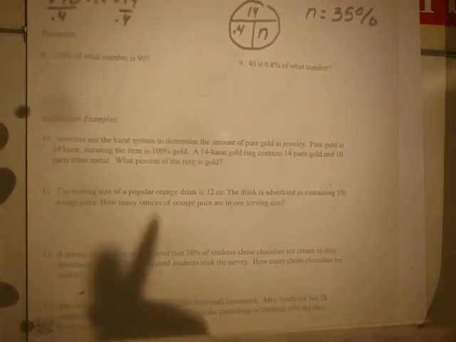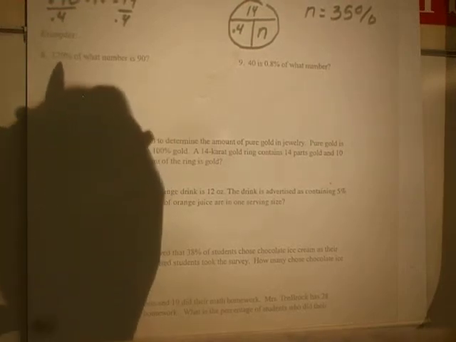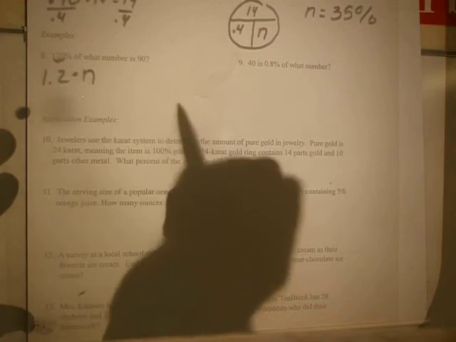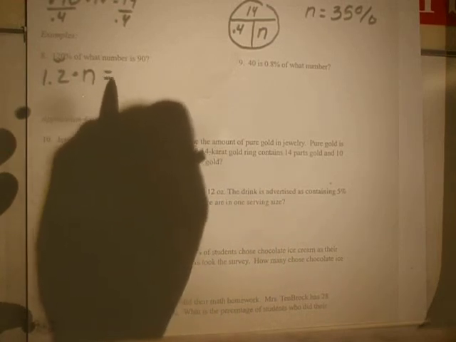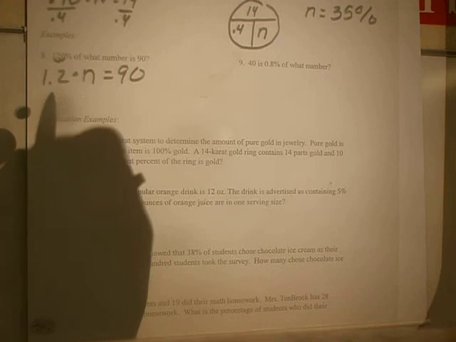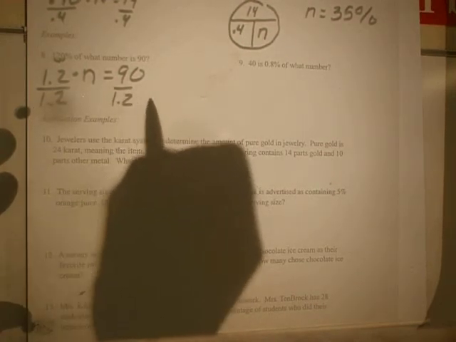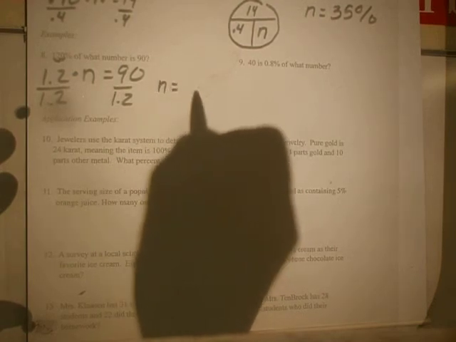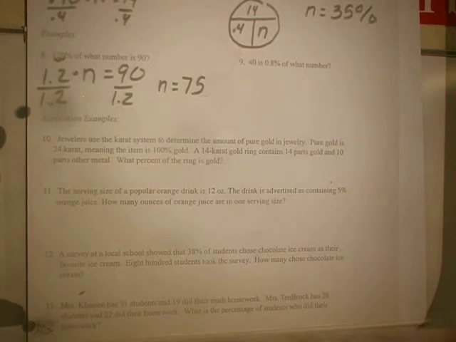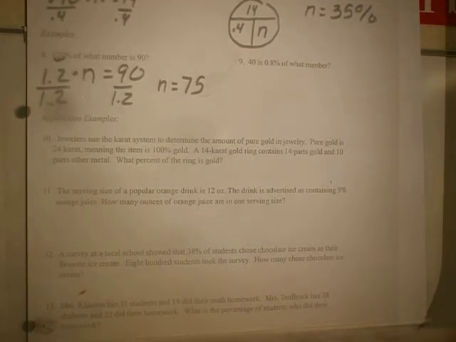Number 8, 120% of what number is 90? 120% is 1.2. Of becomes multiply. We don't know the number. Is becomes equal. From there we would divide both sides by 1.2. And I believe you end up with 75. They're not asking for a percent this time, they're just asking for the number.